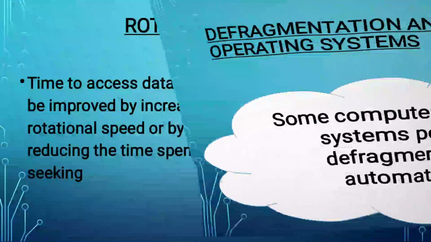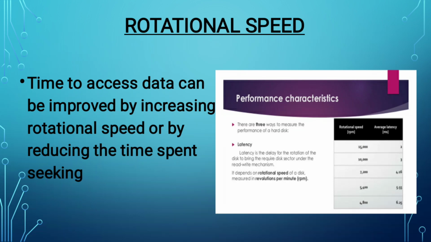Now moving to rotational speed. Time to access data can be improved by increasing rotational speed or by reducing the time spent seeking. Increasing areal density increases throughput by increasing data rate and by increasing the amount of data under the heads, thereby potentially reducing seek activity for a given amount of data.